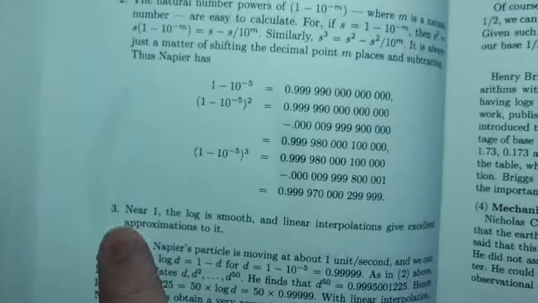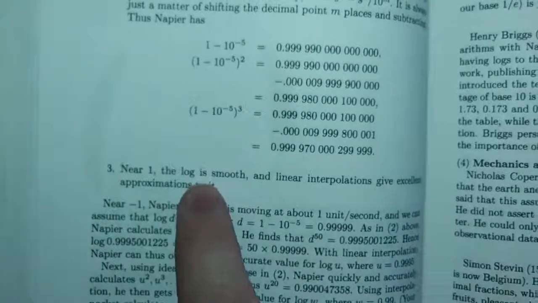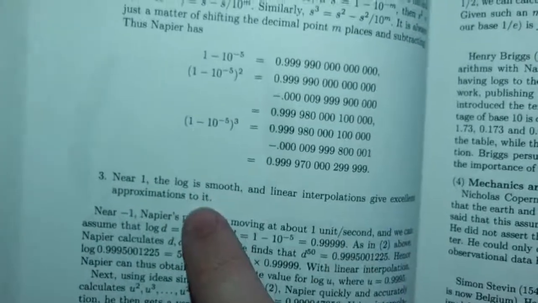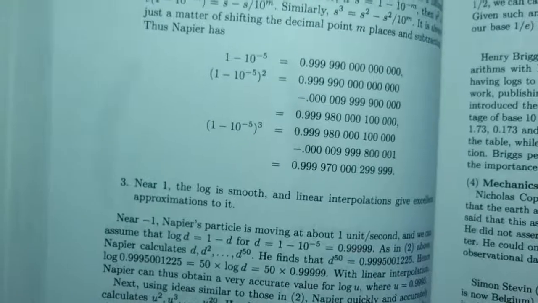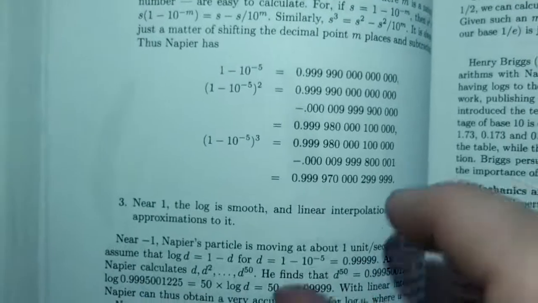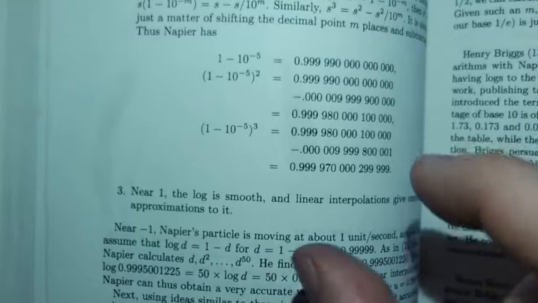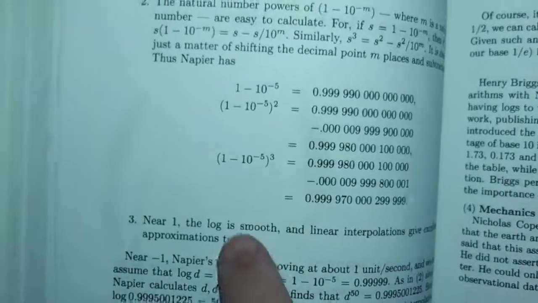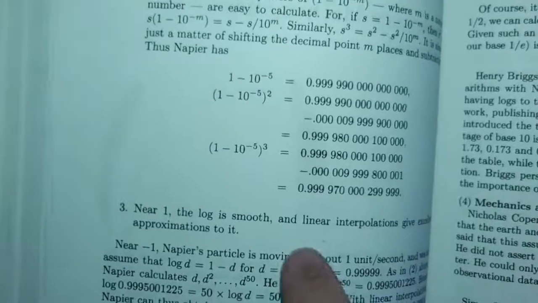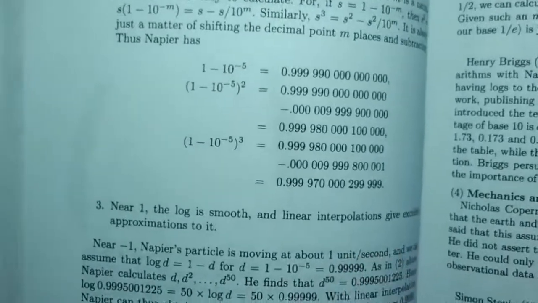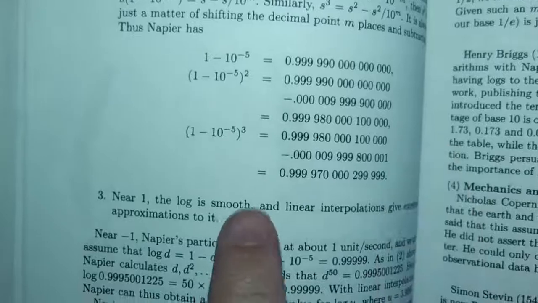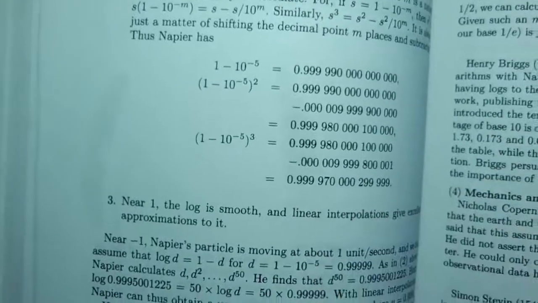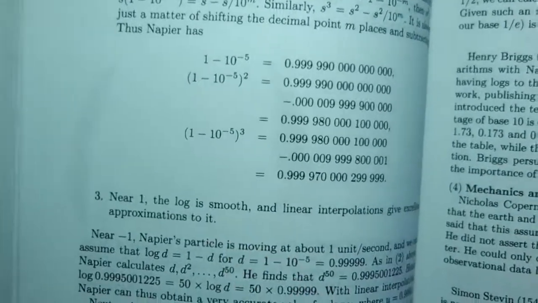And the third rule: near 1, the log is smooth, and linear interpolations give excellent approximations to it. If we consider the line segment joining two nearby points, that is very close to how the log behaves. That's what is meant by linear interpolations giving excellent approximations. Seeing where the line goes, close enough, basically tells me the value of the log. So how can I use those three properties together?